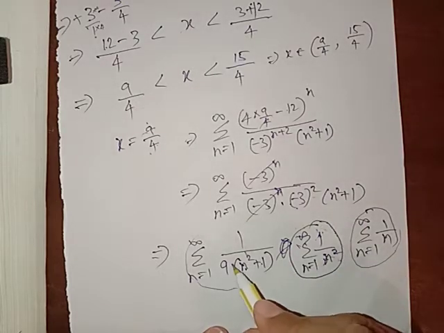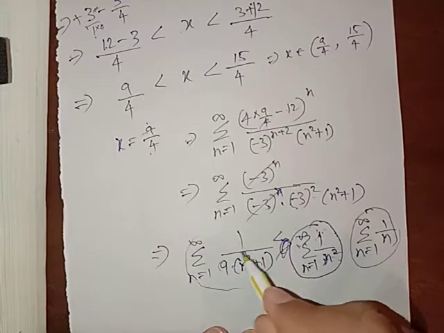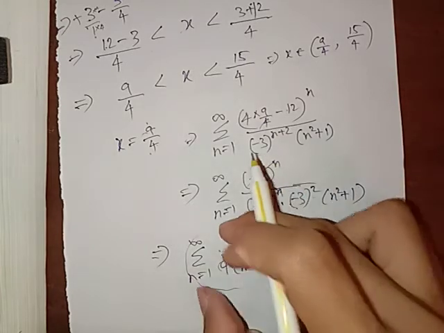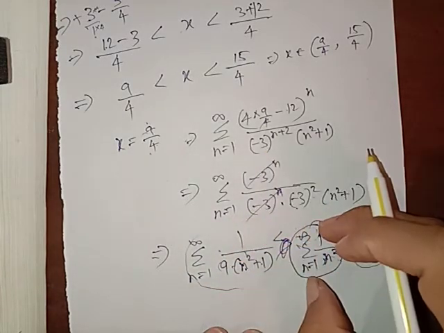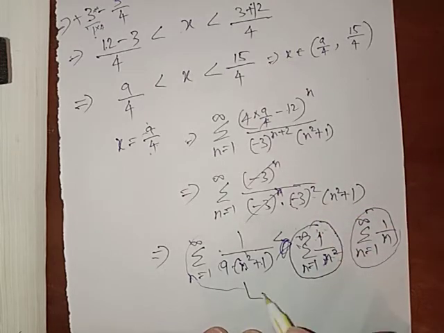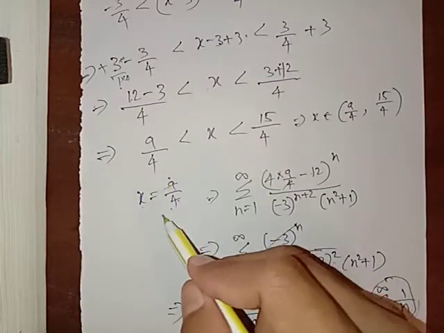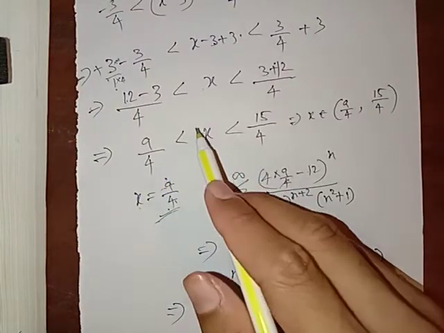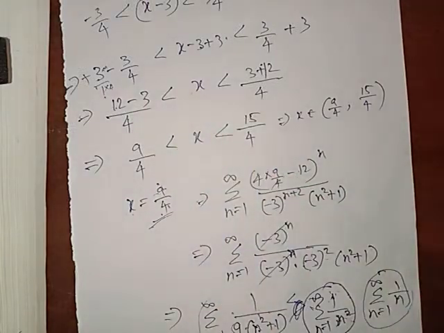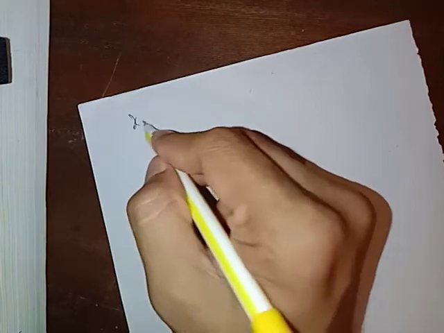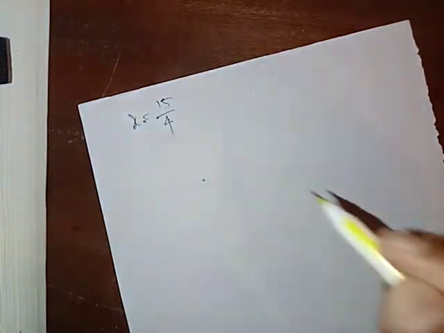Here the denominator is greater than this one, so this series is less than this series. So we can say that this also converges. So at x is equal to 9 by 4, this series converges.